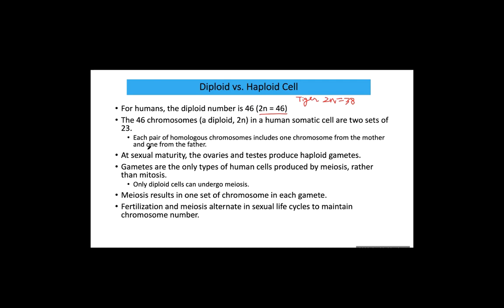Only diploid cells can undergo meiosis. Haploid cells cannot undergo meiosis. Haploid cell is the end of cell division. Haploid cell is for fertilization, not for another cell division. That's why only diploid cells can undergo meiosis; haploid cells cannot. Meiosis results in one set of chromosomes in each gamete. Therefore, they have only 23 chromosomes. Fertilization and meiosis alternate in sexual life cycles to maintain chromosome number. That's why chromosome number is reduced in half from meiosis.